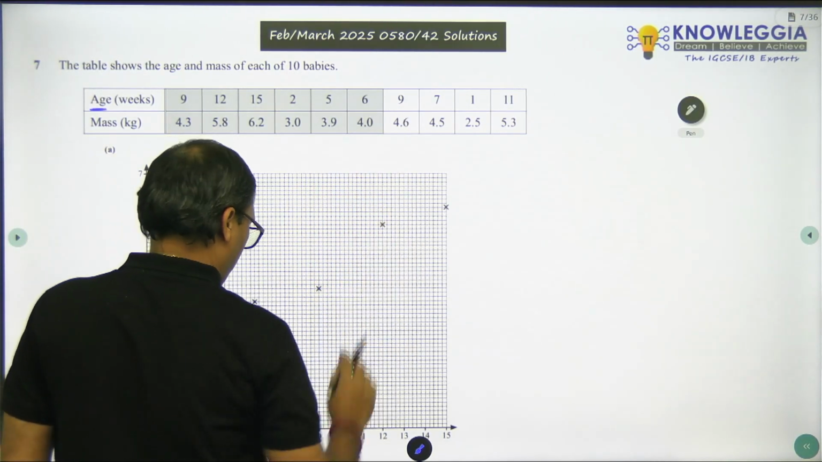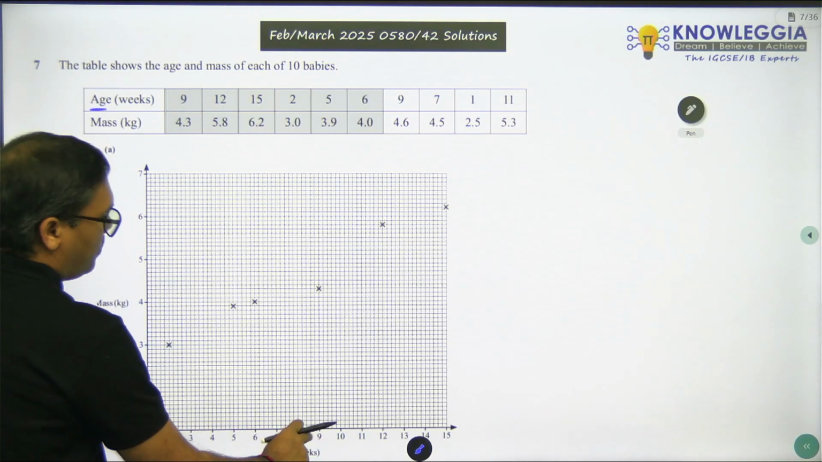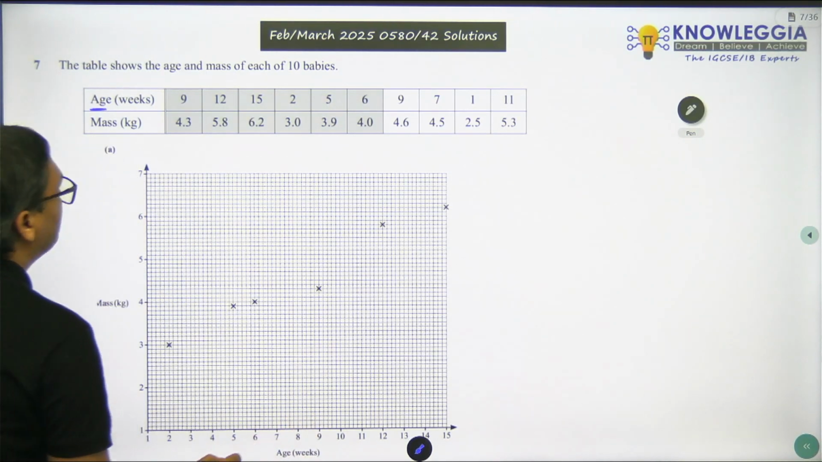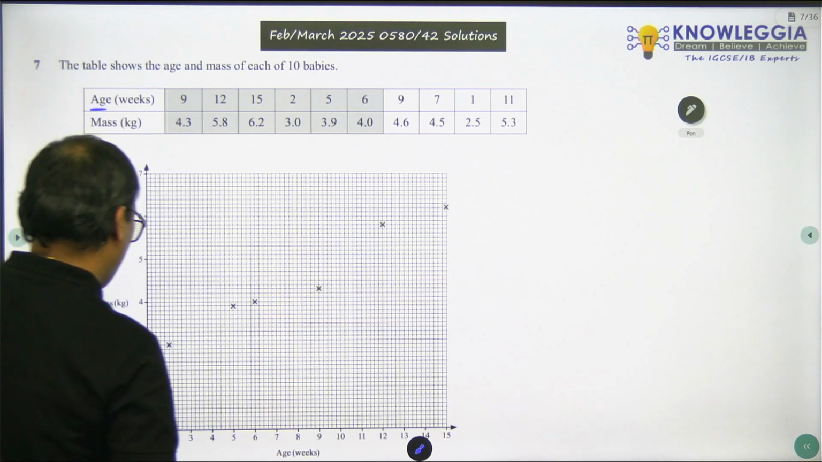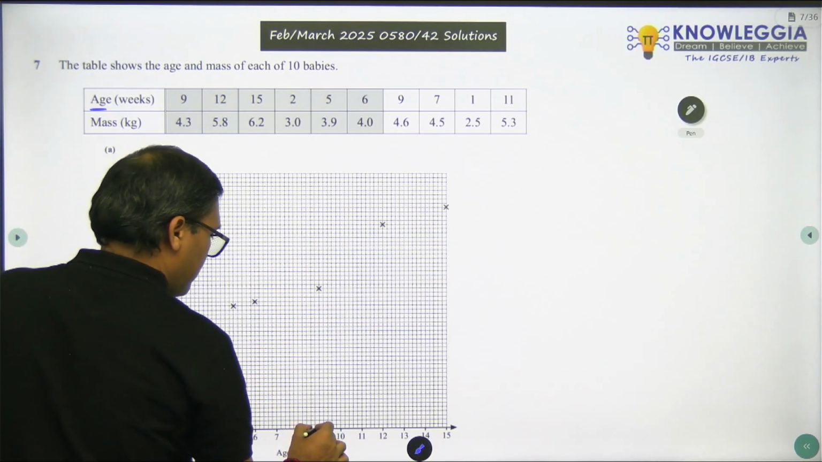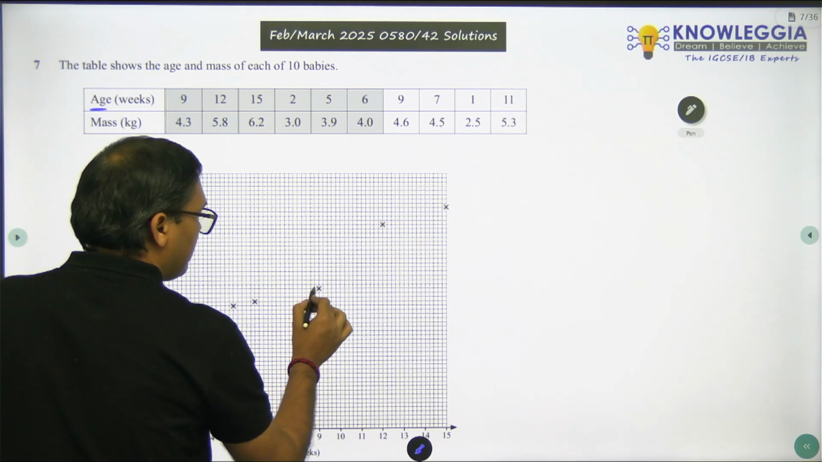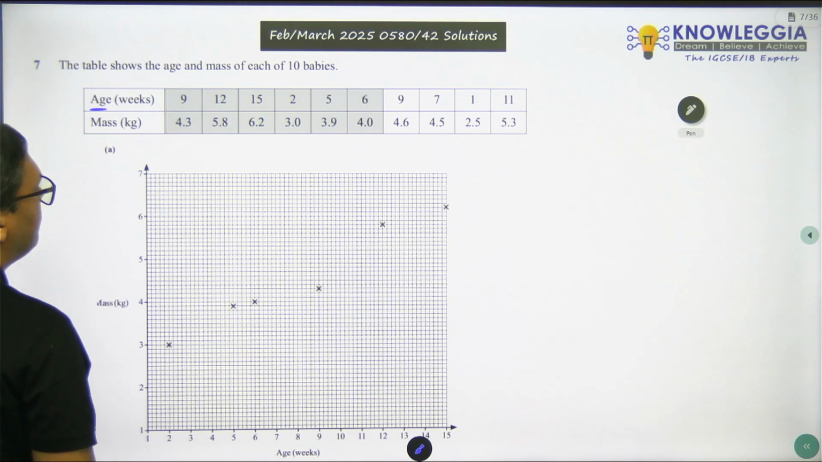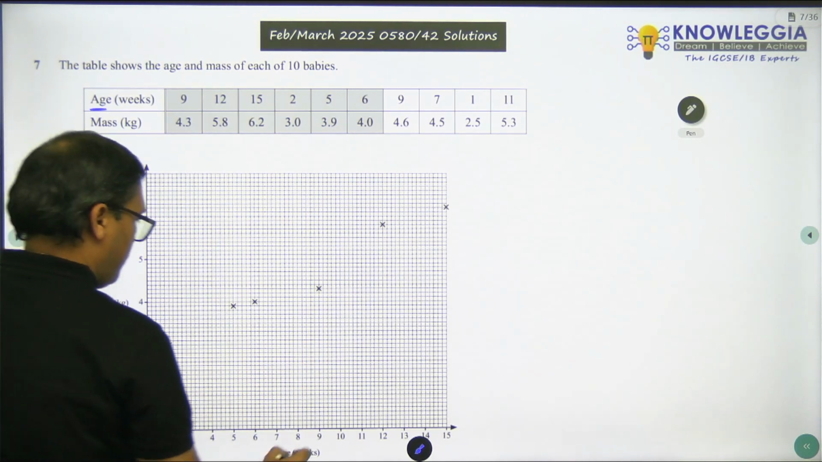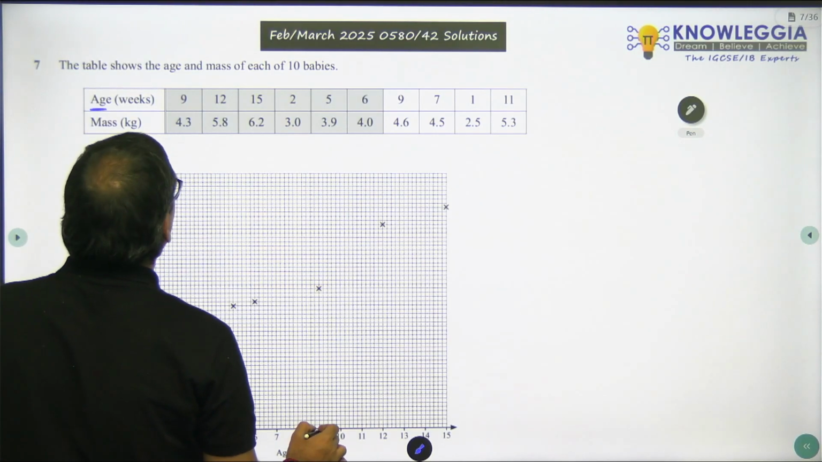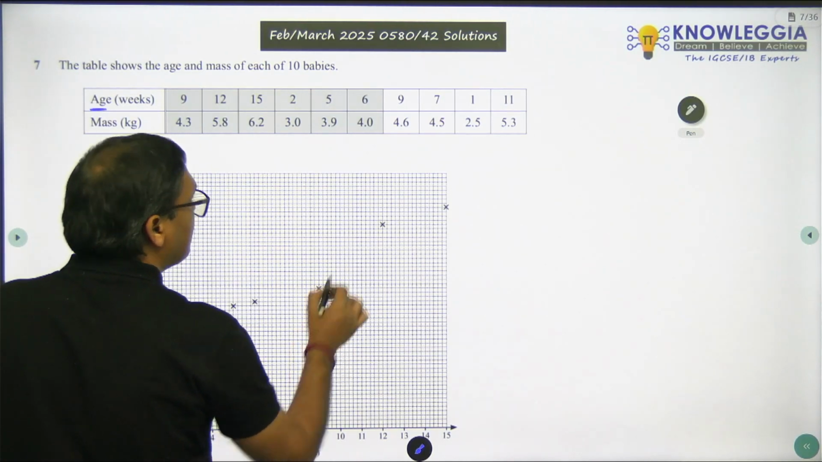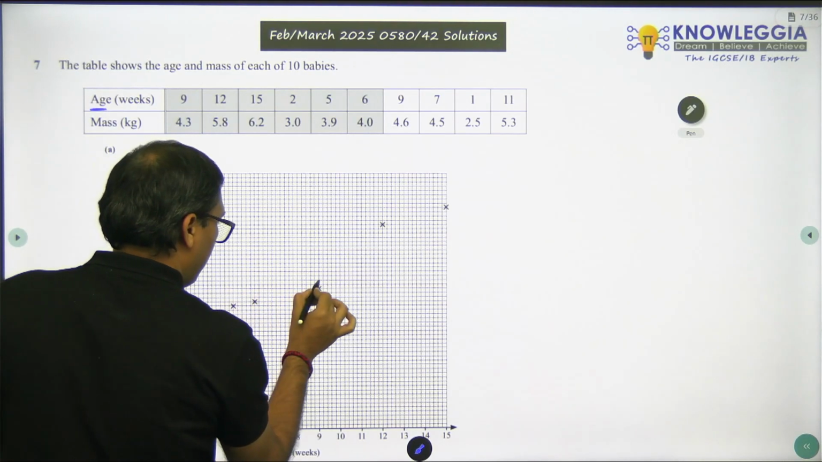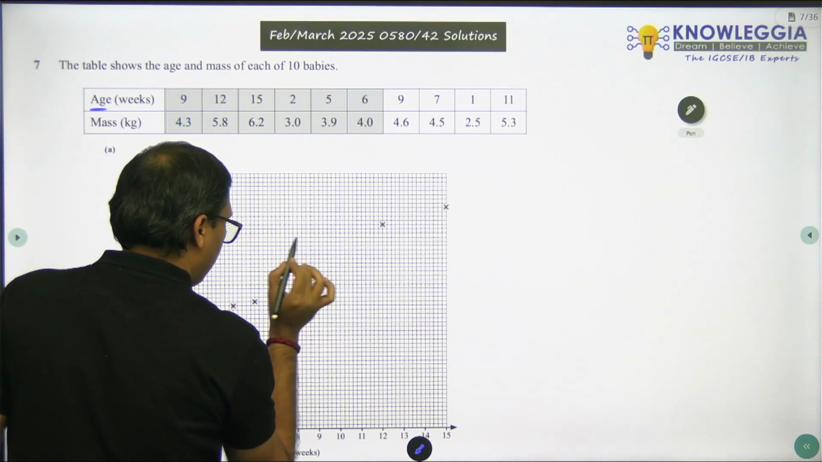So for 9, what is the age? Age is 9. So what is the mass? This is 4.6. So 4.6 for 9, this is plotted. For 9 weeks, this is 4.6. So 4.6 will be, this is 4.5 and 4.6 is somewhere here.